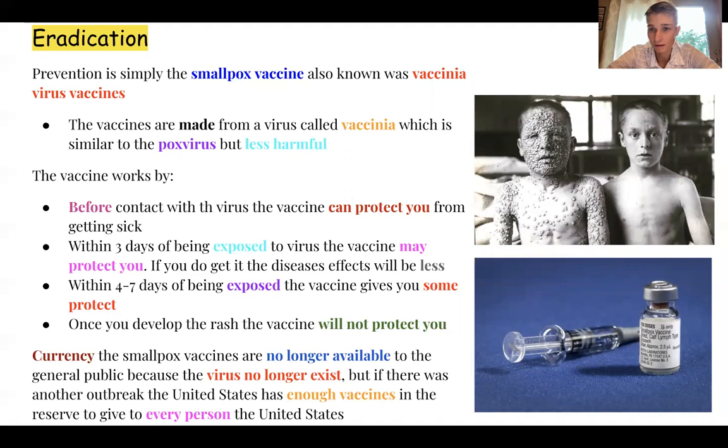As you can see, the smallpox virus is very deadly and has a very long history. But thankfully, from Edward Jenner, we were given a fighting chance, to now we can say that the smallpox virus is no longer on this planet.